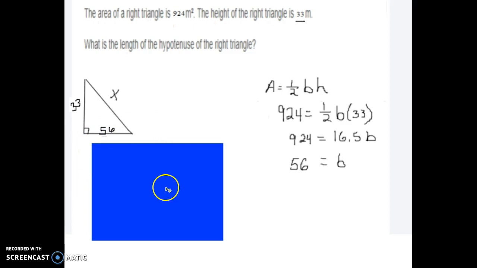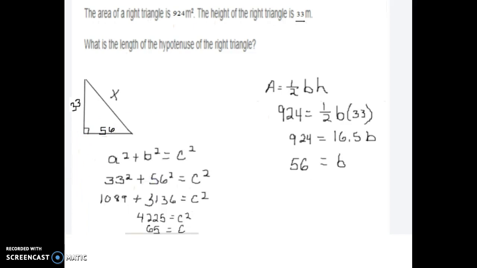Now we can use the Pythagorean theorem to find our hypotenuse. So a squared plus b squared is c squared. 33 squared plus 56 squared is going to be our hypotenuse squared. Add these two together, and then remember here at this step you have to take the square root of both sides, and so our hypotenuse is 65.